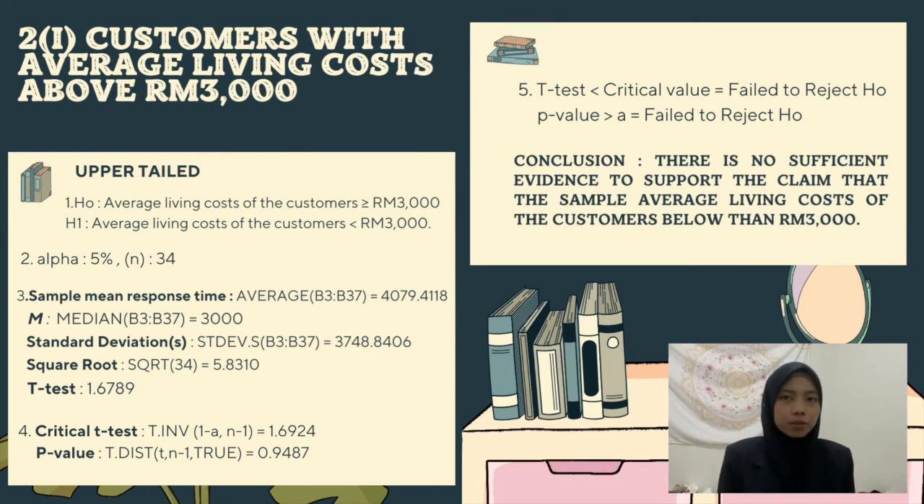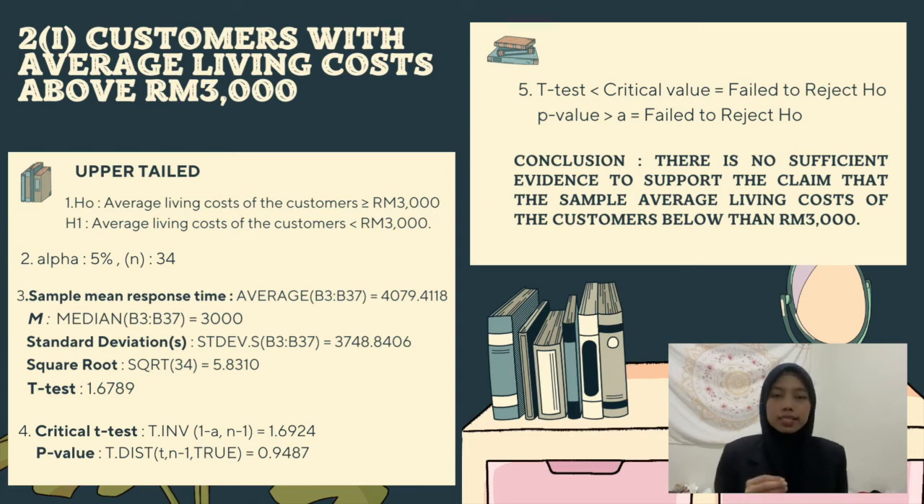Firstly, there are 5 steps for these questions, which is stated the hypothesis. H0, average living cost above 3,000, and H1, average living cost of the customers below 3,000. Before that, for a little reminder, all the functions that involve numbers, you have to use open bracket, insert the value, and close the bracket. Secondly, the level of significance is alpha 5%.